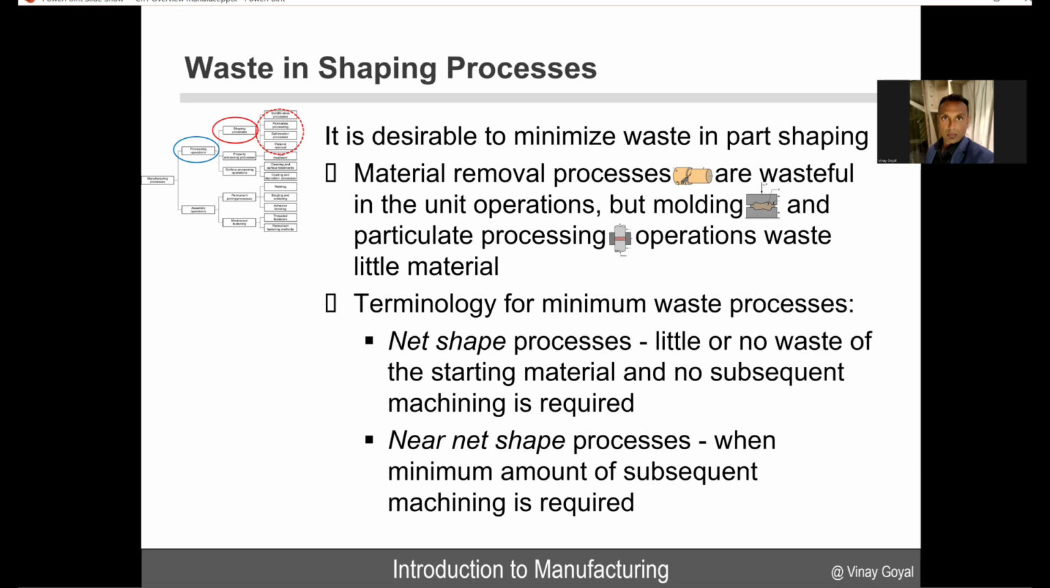Molding and particular processing operations waste very little material, and that's one benefit these two processes have. The terminology for minimum waste processes is the following. You have net shape processes, which have very little or no waste of the starting material, and no subsequent machining required. You then have near net shape processes, where a minimum amount of subsequent machining is required. So you're very close to the final shape, with very small machining to get it to the final product. Two important terms when it comes to waste: net shape processes and near net shape processes.